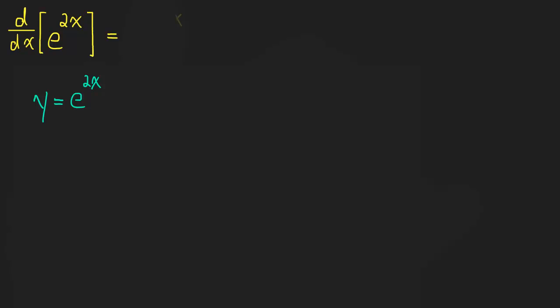And now I want to make a couple of substitutions. First, I'm going to say, okay, let u equal 2x. So the variable u is just kind of a substitution variable. And then that means that now y is equal to e to the u.